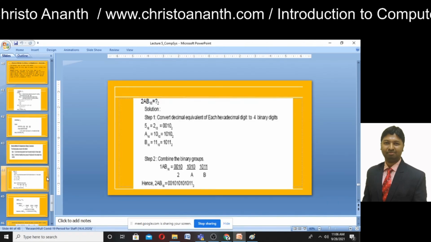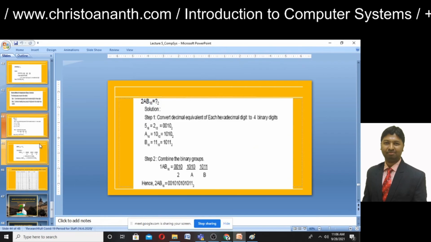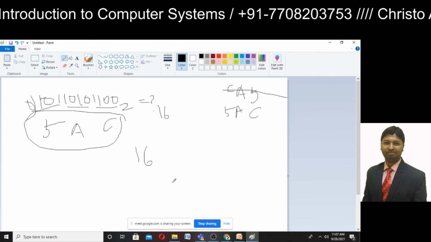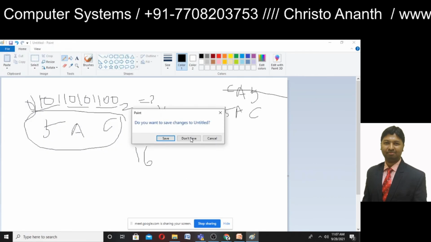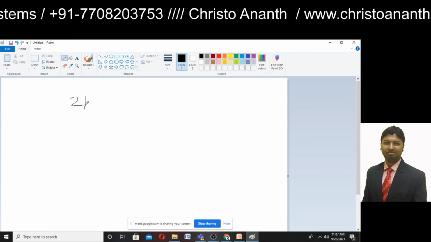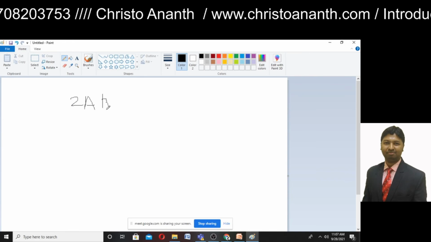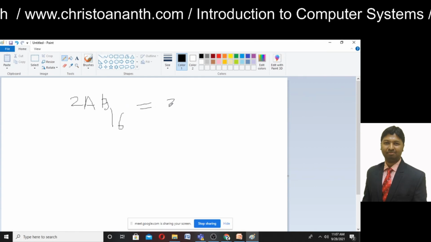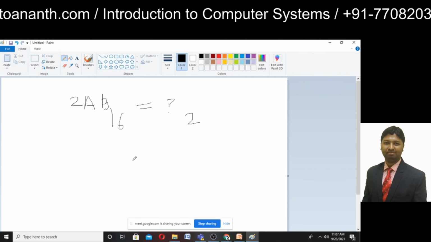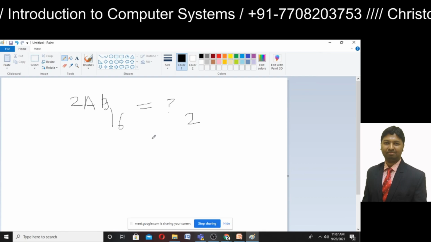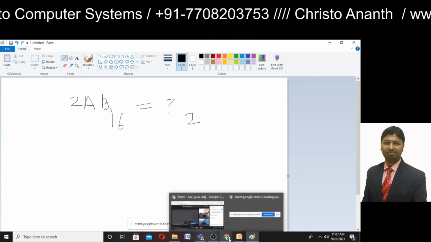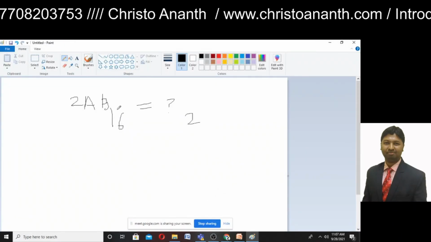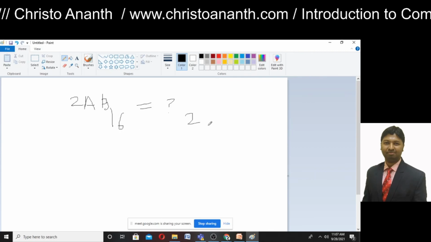Okay. So we are going to go with the conversion of hexadecimal to binary. We understand you. Teacher, can I? Yes, you can solve it. 2AB to the base 16 equal to what to the base 2?